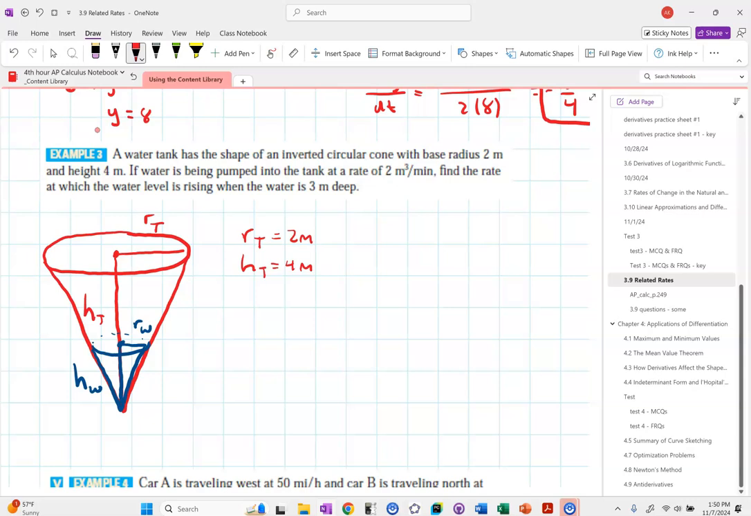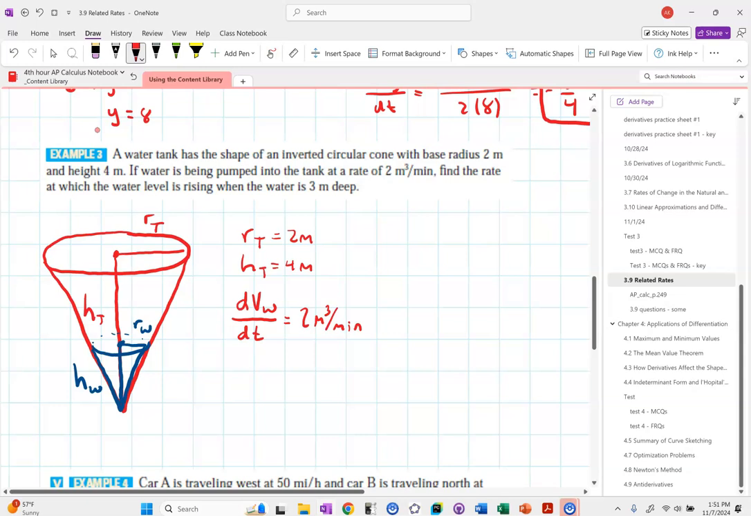It says if water is being pumped into the tank at a rate of 2 cubic meters per minute. What is that? What do we call that? dVW/dt. So I want to differentiate. That's the volume of water as opposed to the volume of tank. Because we have two cones here, I want to be careful about what I'm naming things so it's really clear to me and I don't get confused. Everybody feels good so far?